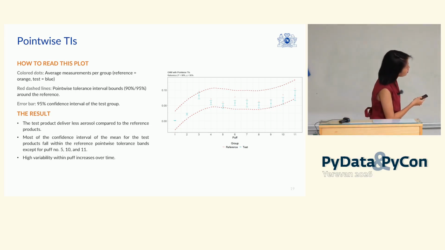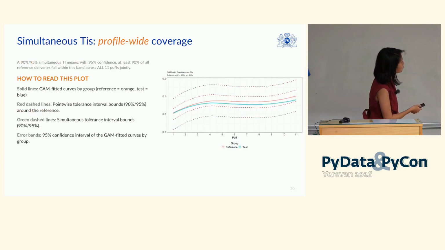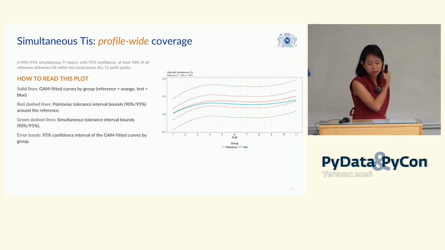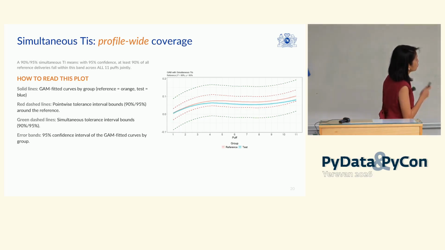So the red dots here are still the reference part, and the green one now is the confidence in the mean and the confidence interval for our test groups. The second part is that we are also looking simultaneously at this profile-wide coverage. We're still talking about 90% of the population with 95% confidence. And this time we're seeing it as a pattern, as the whole polynomial model. So the solid line is still the fitted GAM curve for each group, for the reference and for the test.